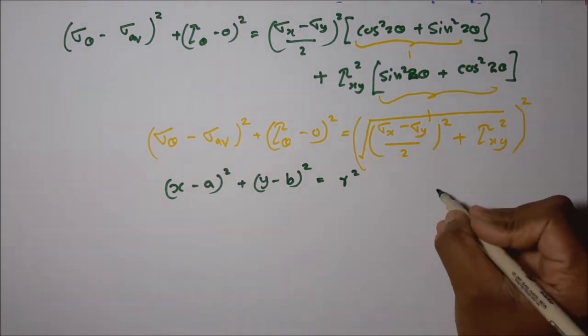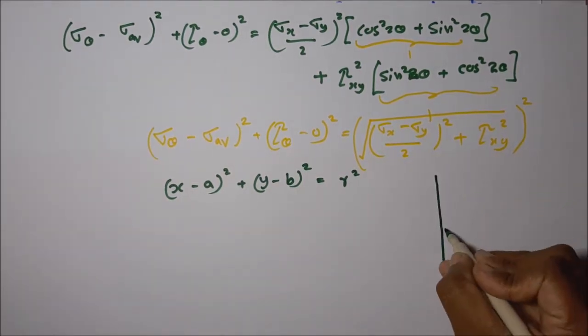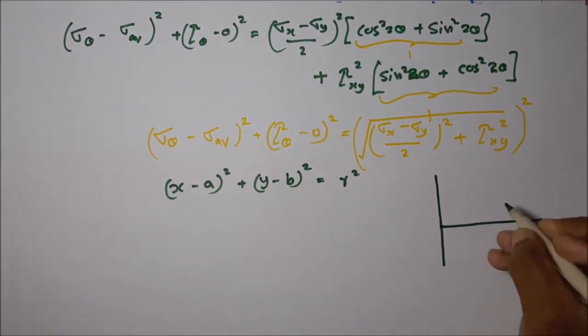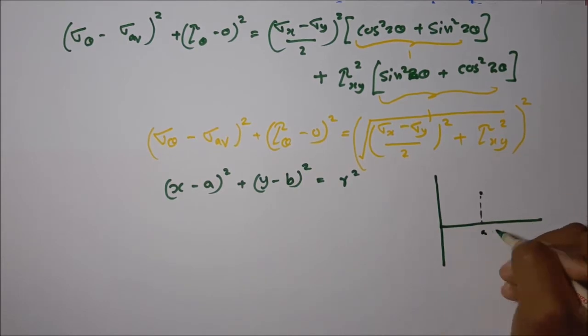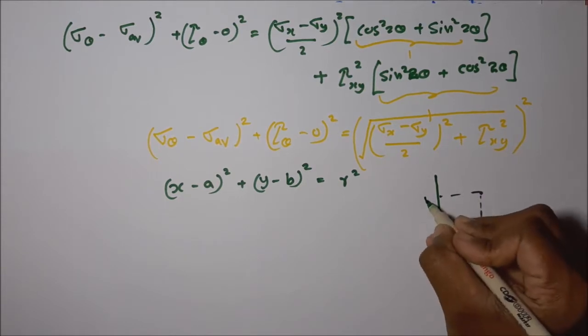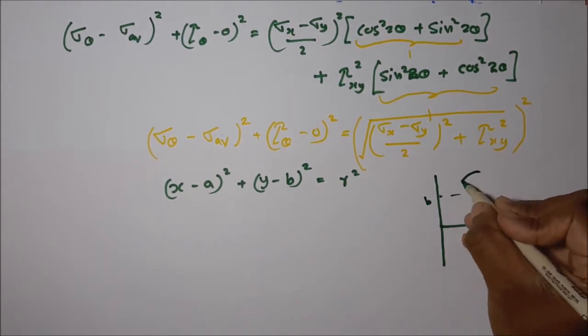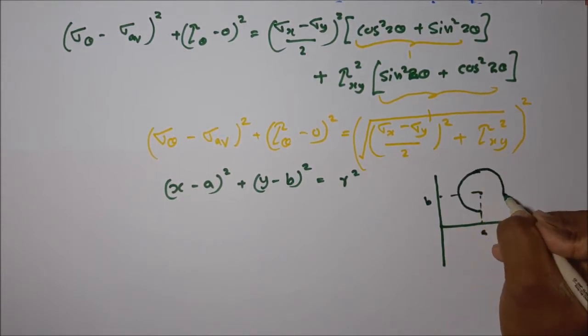That means a circle having center (a, b) and radius r.